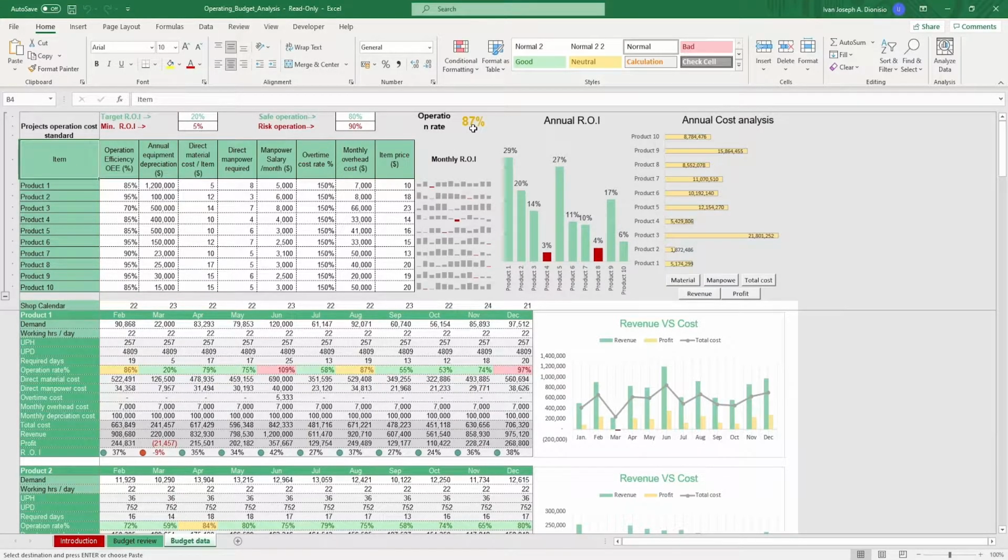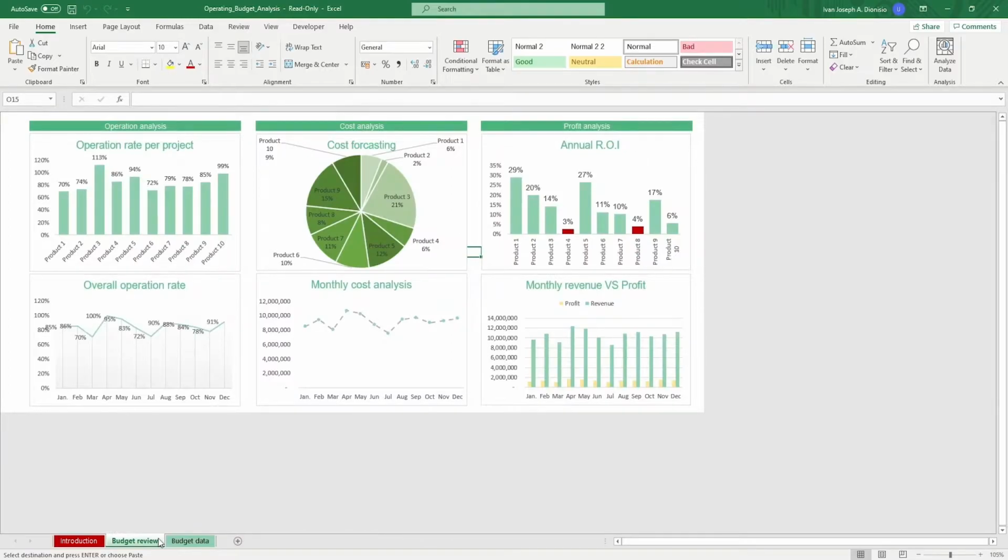Heading over to the budget review tab, we get a visual summary of our data from the previous sheet. It gives us our operation rate per product or project, a cost analysis to help you detect pain points in production, and annual ROI chart per product. In the second row of charts, we have the aggregated data of the overall operation rate, monthly cost analysis, and monthly revenue versus monthly profit.